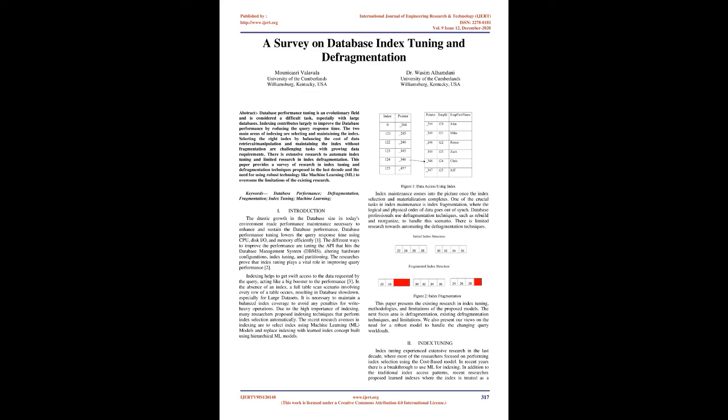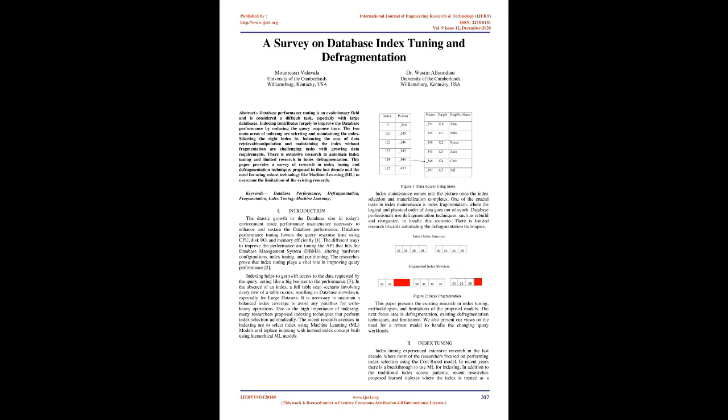The research proves that index tuning plays a vital role in improving query performance too. Indexing helps to get swift access to the data requested by the query, acting like a big booster to the performance. In the absence of an index, a full table scan involving every row of a table occurs, resulting in database slowdown, especially for large datasets. It is necessary to maintain a balanced index coverage to avoid any penalties for write-heavy operations.